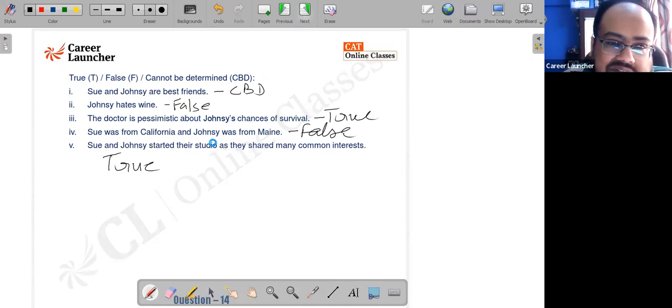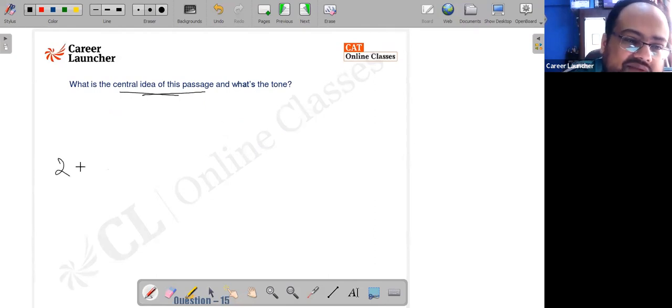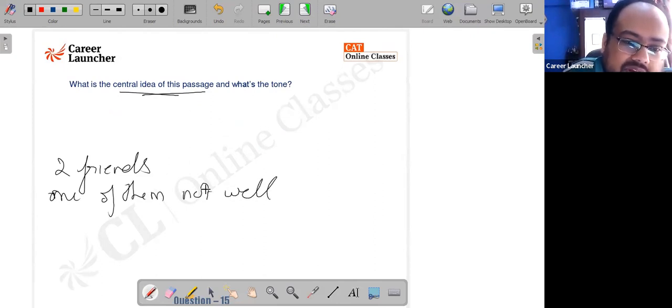Okay. Next question. What is the central idea of this passage? The central idea is there are two friends. There are two friends, they're good friends. One of them is not well.